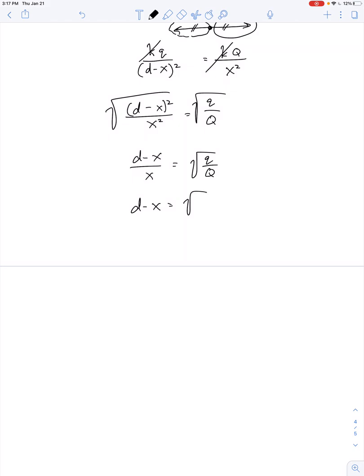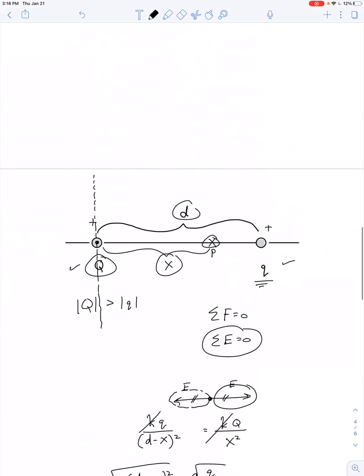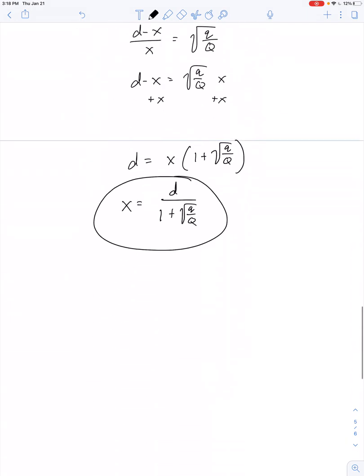Or d minus x is the square root of q over Q times x. Let's see, let's add x to both sides of the equation. So d is equal to x times the quantity 1 plus the square root of q over Q. So x is equal to d divided by 1 plus the square root of q over Q. So in the case in which the two charges have the same sign, then the only place where the electric field could be equal to 0 is at a distance x found by this expression.